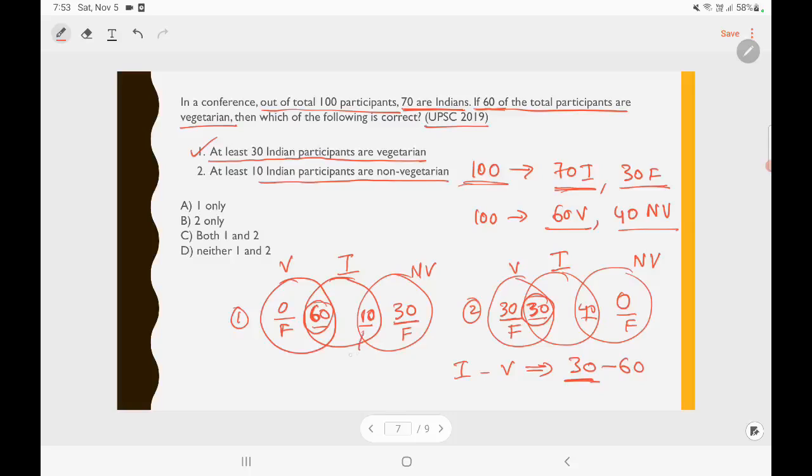Second says that at least 10 Indian participants are non-vegetarian. So in this condition, you have 10 Indians who are non-vegetarians, and in this condition you have 40 Indians who are non-vegetarian. So Indians who are non-vegetarians will be in the range 10 to 40. So at least 10 will be there. So this is also correct. So option C is the right answer.